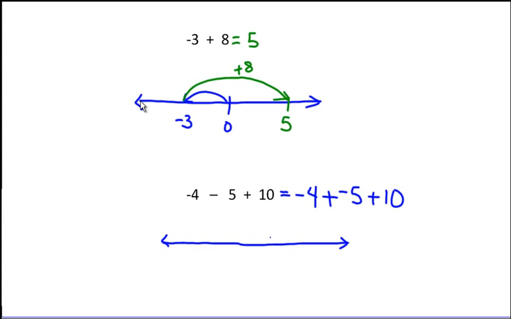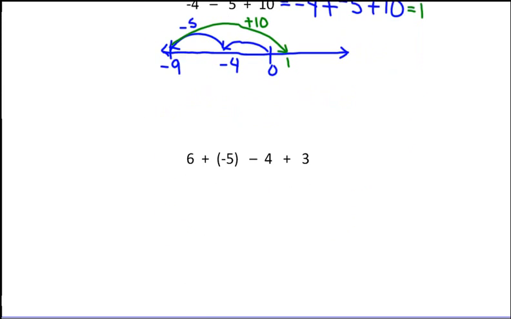Now let's try a number line with this problem. So starting with 0, my first value is -4, so I will go back to the left a distance of 4, which puts me at a -4. Now I want to add a -5, which means I will be going back 5 more to the left, which makes me end up at a -9. Now I want to add 10, which means that I will be going to the right a distance of 10, and I have ended up at 1, which is the result of the problem.